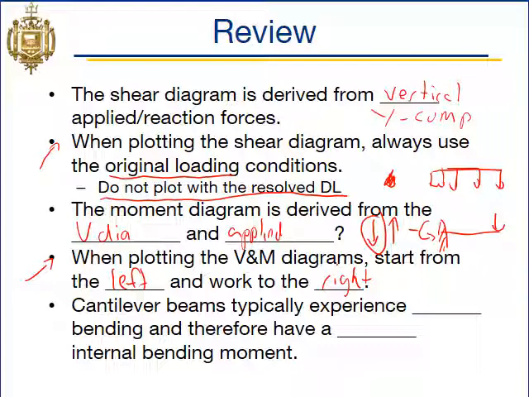And a big point, let's cover it again. Cantilever beams typically experience negative bending and therefore have a negative internal bending moment, right? Remember that bending moment on our moment diagram will cause it to go straight down. So we'll start at 0, go straight down, and then you'll plot the rest of it based on your shear diagram or any other applied moments.